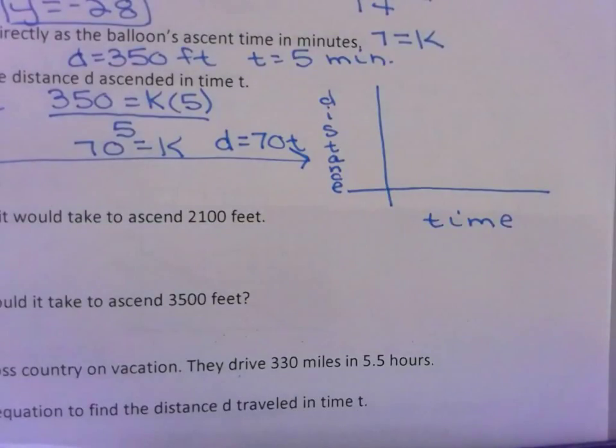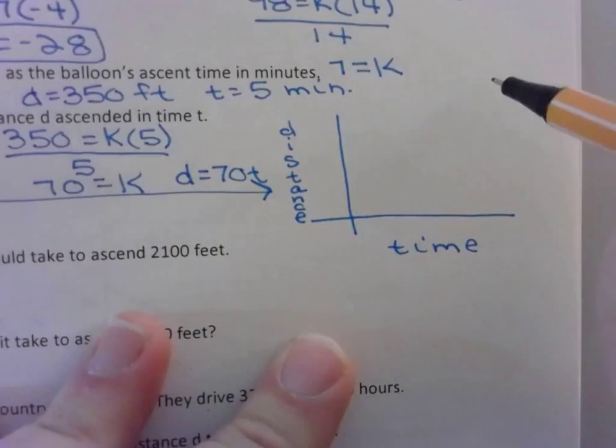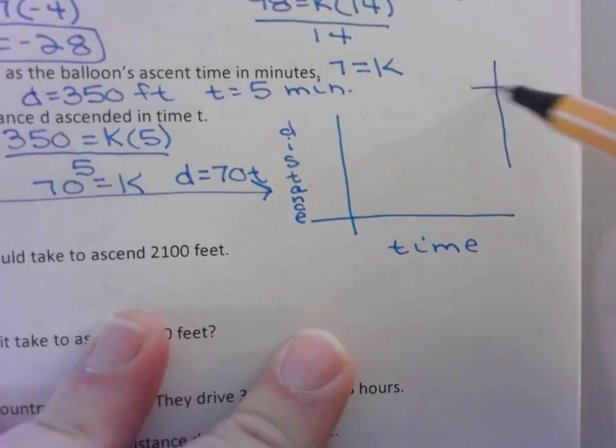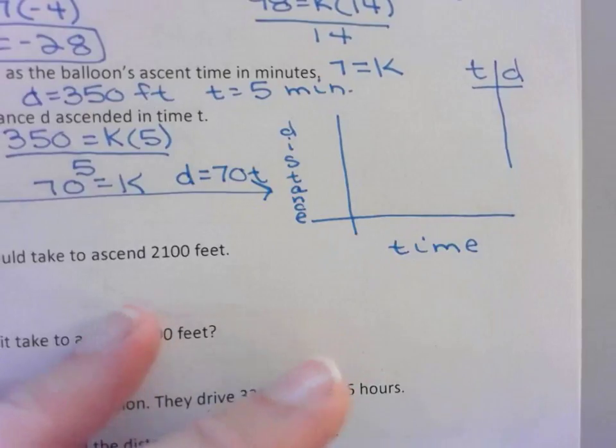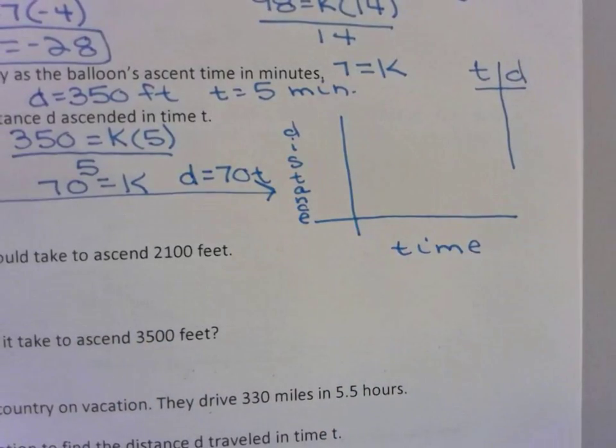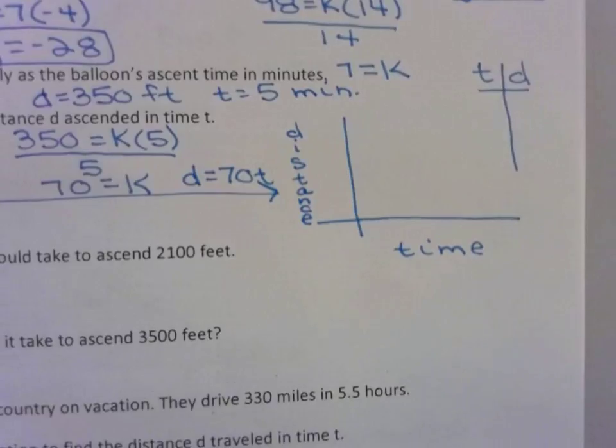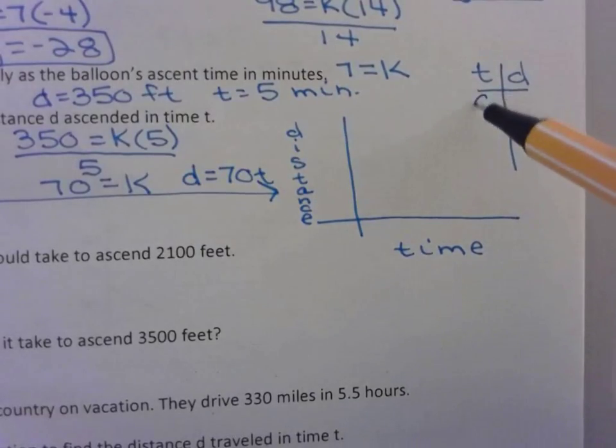As I look at this equation, D equals 70T, go ahead and set up a table and graph this real quick. Setting up a table will probably be the easiest way to do it. X is t and y is d. We're going to get two ordered pairs and graph it. What would be easy numbers to plug in for t? I would do 0, 1.